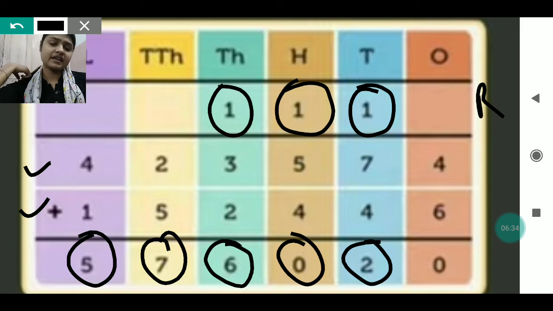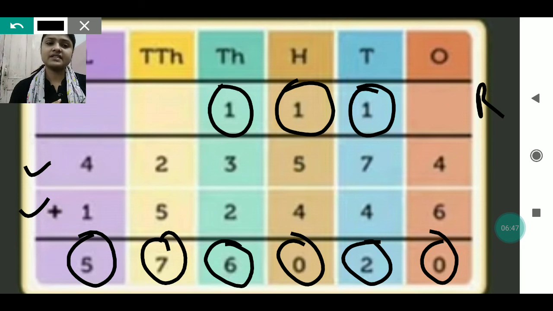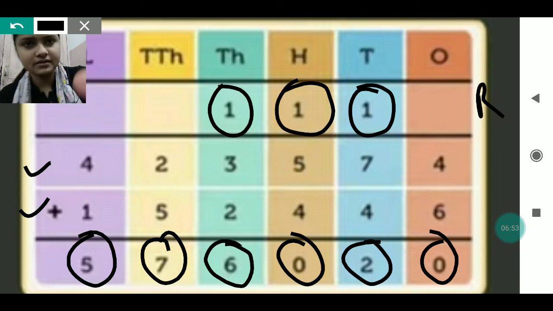Okay, now lastly there was no carry number, so the number whatever you will get in the last you will write as it is. After that you will read, you will see that you are getting the number, that is 5,76,020. This is the number which you have got after adding both the numbers.